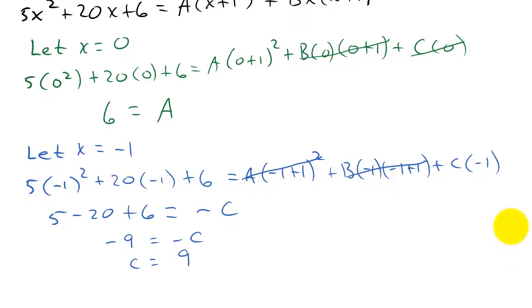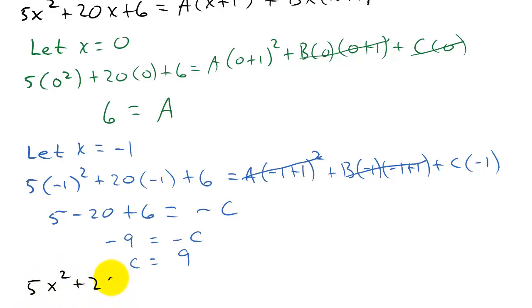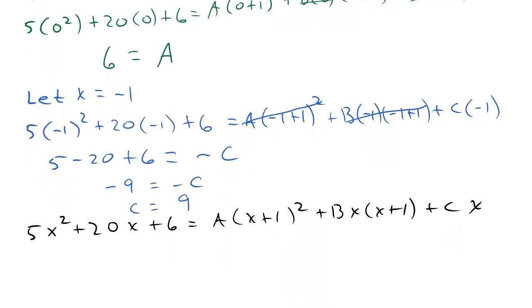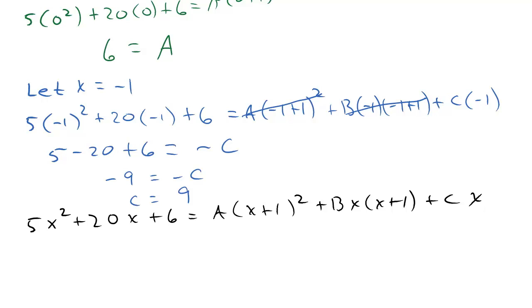Well, let me come down here, and I'm just going to rewrite this so we can look at it. So I have 5x squared plus 20x plus 6 equals a times x plus 1 squared plus bx times x plus 1 plus c times x. All I did is take this and put it down here, because I'd have to scroll up and it's going to go out of view. Alright, so what are we going to do here?